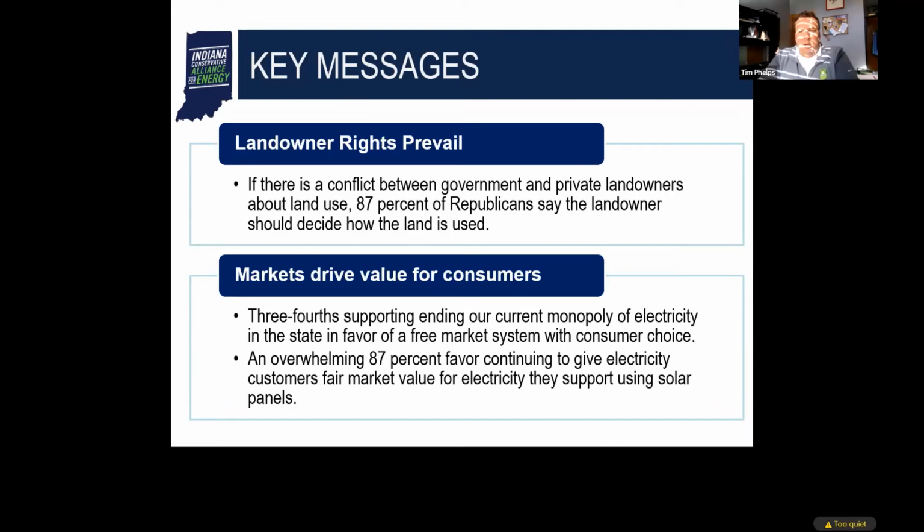So we asked them about a couple things. One was, we have a monopoly system right now. So 3/4 support ending the monopoly on energy development, 3/4 of Republicans. And an overwhelming 87% favor continuing to give electricity customers fair market value for electricity they create. I guess instead of support using solar panels. I guess it's still true. But net metering, that's net metering. We explained to them what it was, and 87% support fair market value. That's a great issue amongst Republican voters.